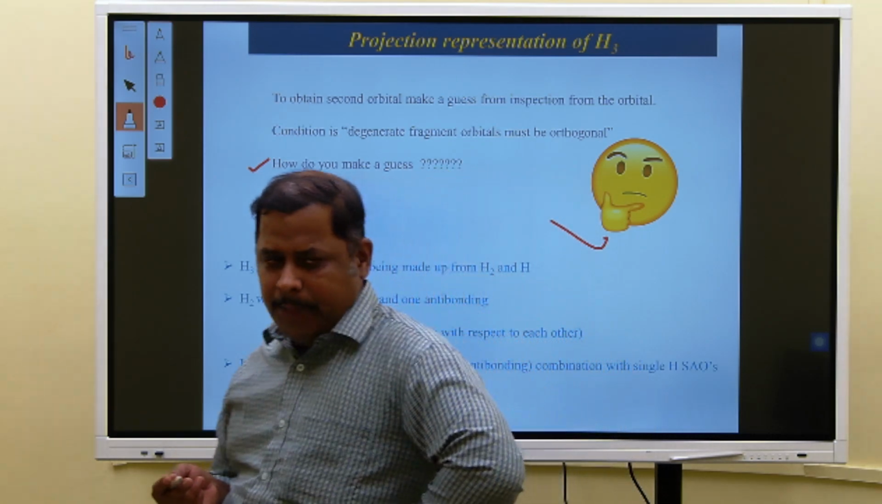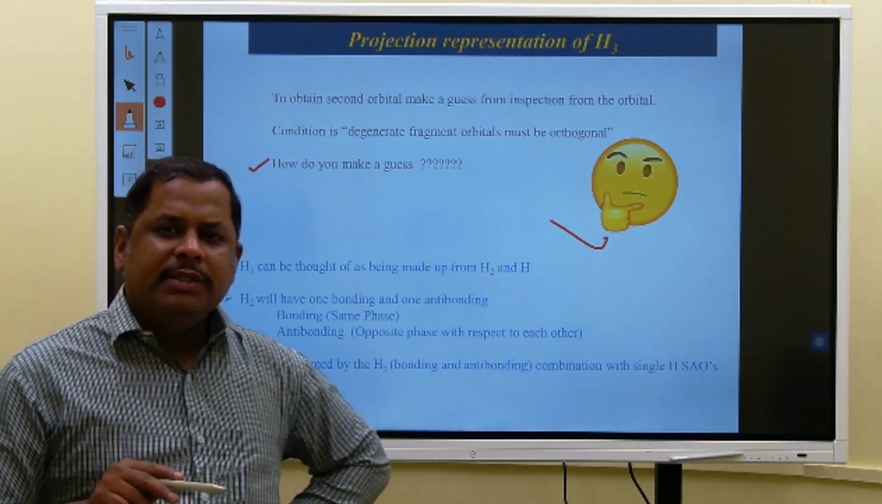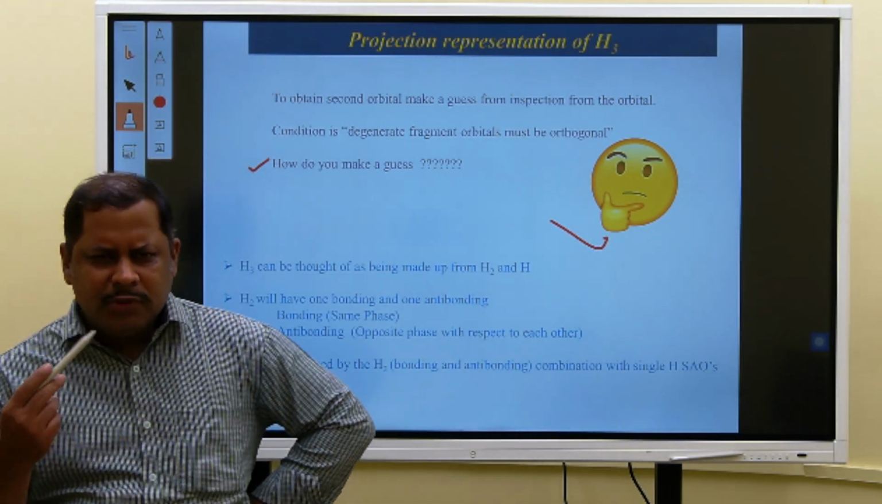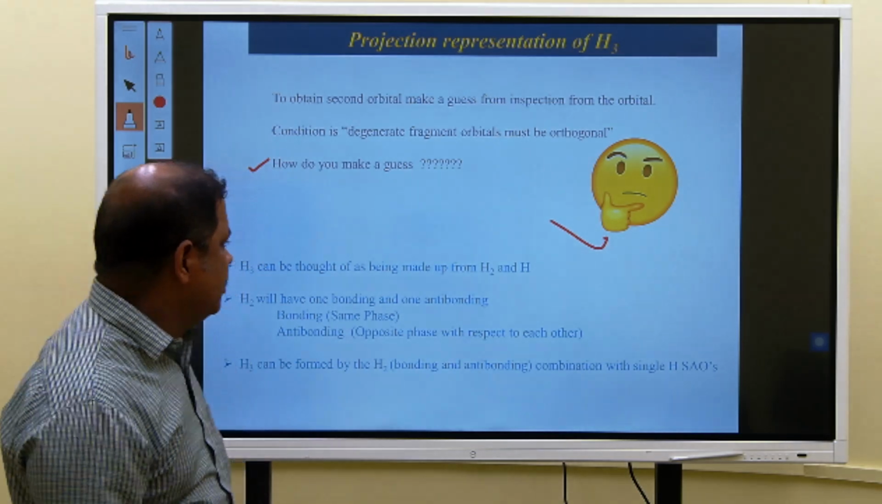That is the basic of MOT. So one will be bonding, another will be anti-bonding. Bonding means same phase, anti-bonding means opposite phase. And in both of these two, another H is going to be combined. Are you getting my point?